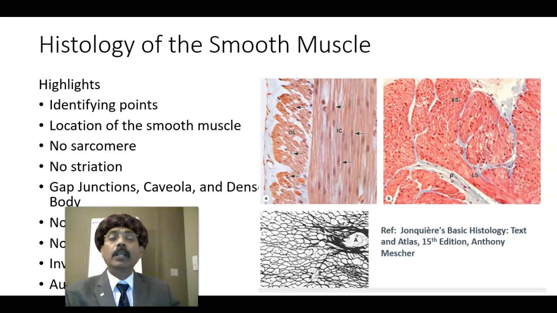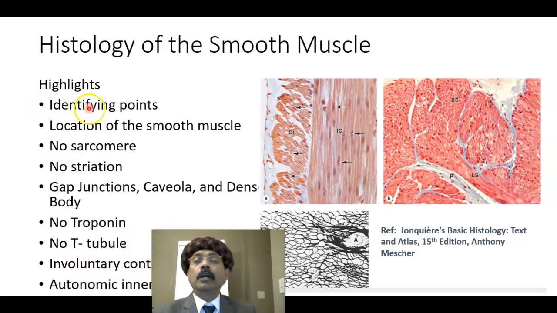So we have some highlights here. Identifying points: we have the spindle-shaped or fusiform smooth muscle cell, with a centrally located nucleus and minimal connective tissue around it, like endomysium and perimysium, that contains blood vessels, capillaries, and nerves. And this is the inner circular layer of the intestine and the outer longitudinal layer of the smooth muscle, in the outer longitudinal muscle layer of the intestine here.